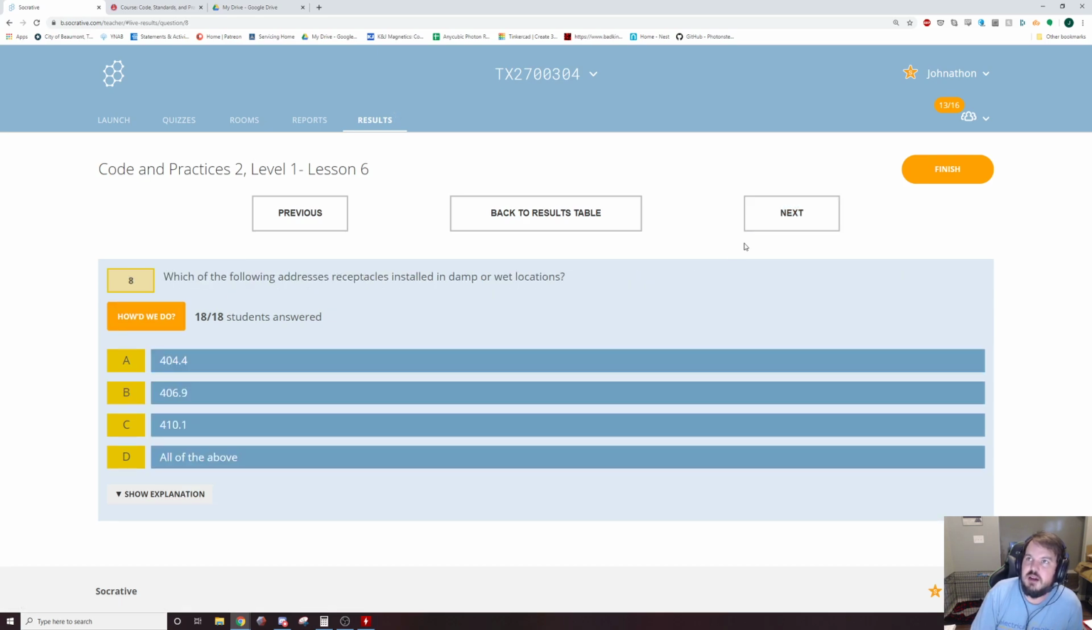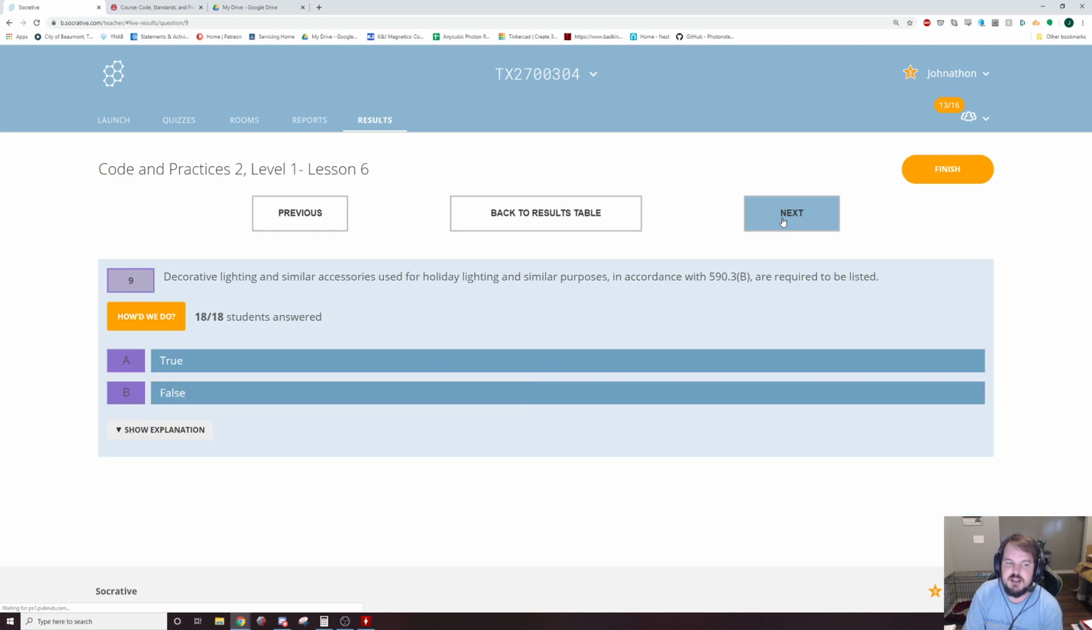And then, which of the following addresses receptacles installed in damp or wet locations? That's 406.9, and that's the title of that section. 406.9 is receptacles in damp or wet locations. Big bold letters. Pretty easy to find.